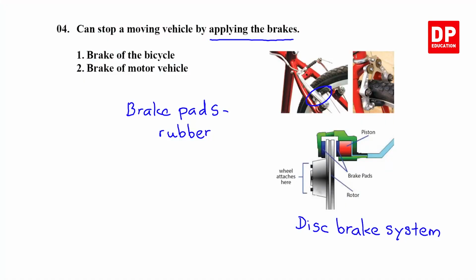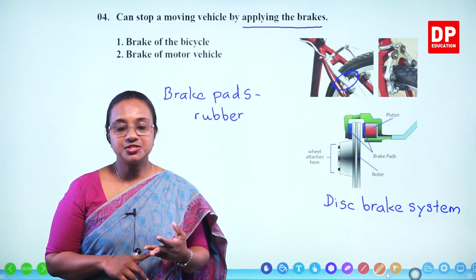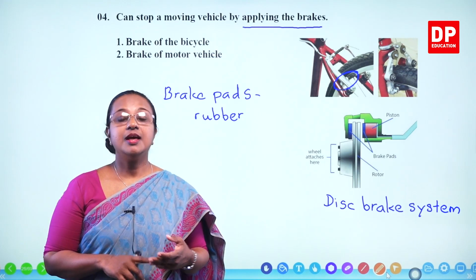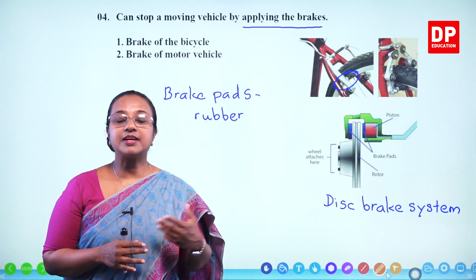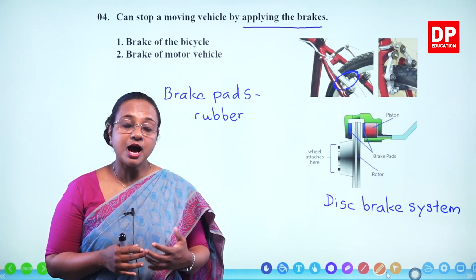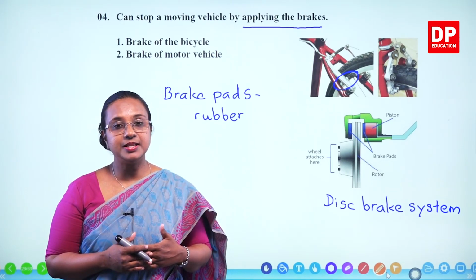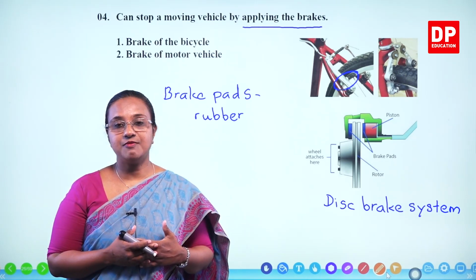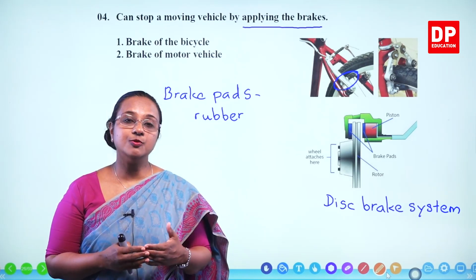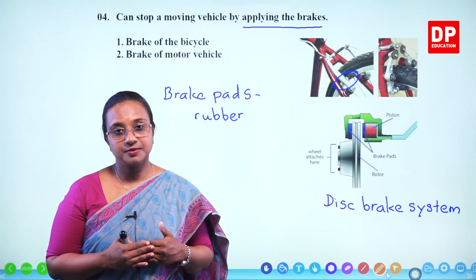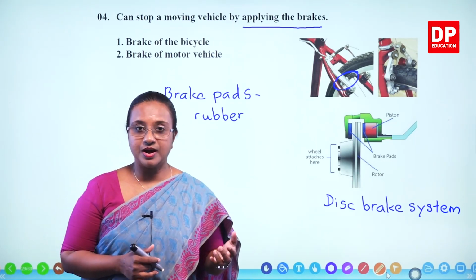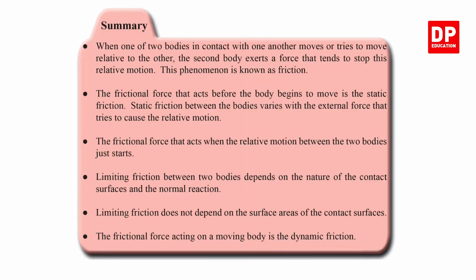So students, now you have a good understanding about what friction is, the three states of friction, static, limiting and dynamic friction, and also the factors that affect friction and how friction can become an advantage as well as a disadvantage. And to reduce this disadvantage, the methods we can use to reduce friction. So let me summarize what we have discussed so far. Summary.